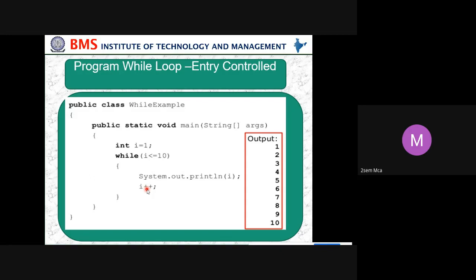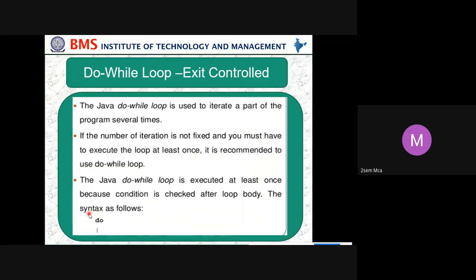Okay, this is entry control. It is called entry control because based on this condition, if it is true, then only it will enter. If it is false, it will directly come out. Okay, next is do while. Do while is called an exit control.